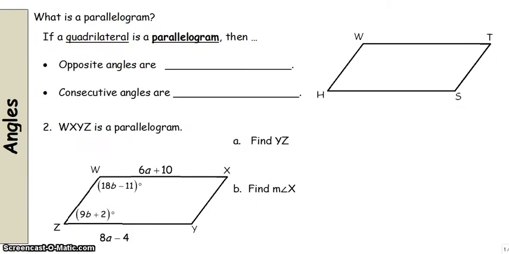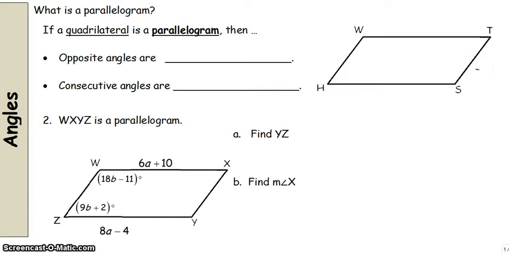Next, we'll talk about a parallelogram and angles. If a quadrilateral is a parallelogram, opposite angles are congruent. We know that because opposite sides are parallel. Because these are parallel segments, I can state that opposite angles are congruent. There's a long proof that we would have to go through. It's not as obvious as you might think. But in this case, angle H is congruent to angle T, and angle W is congruent to angle S.